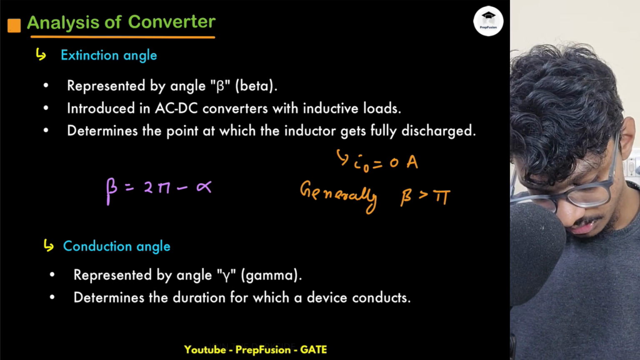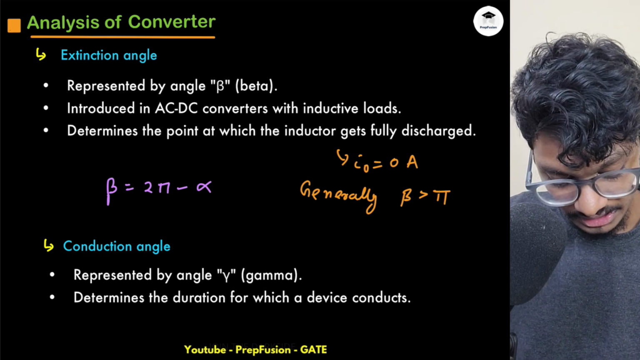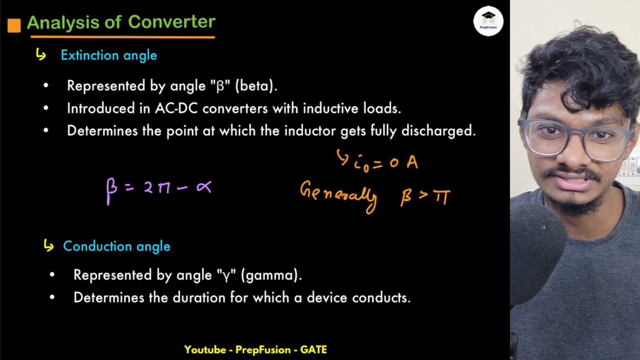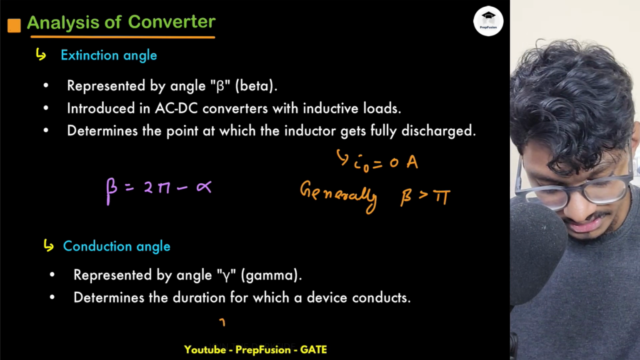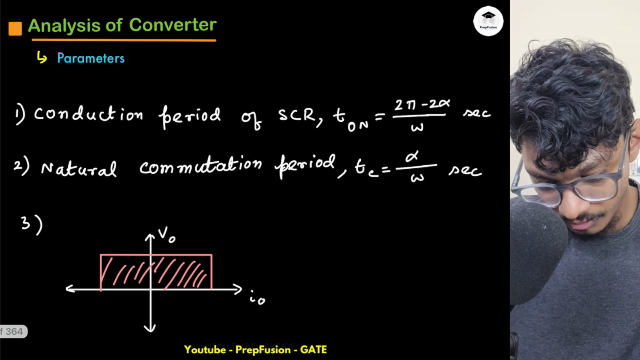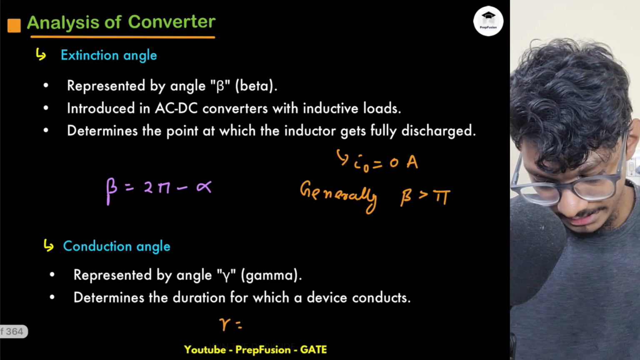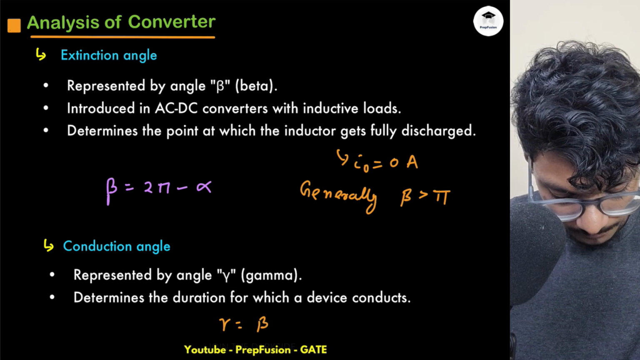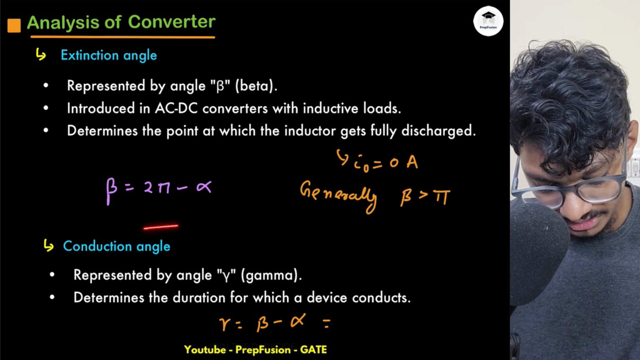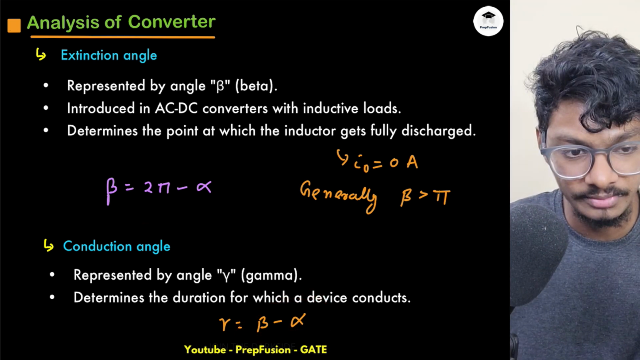Now, another terminology is the conduction angle. The conduction angle is represented by gamma and determines the duration for which the device conducts. What is the duration of T on? I've already computed it, 2 pi minus 2 alpha. In this case it will simply be beta minus alpha, or if you put beta equals 2 pi minus alpha, you get 2 pi minus 2 alpha. These are just the terminologies that you should know.